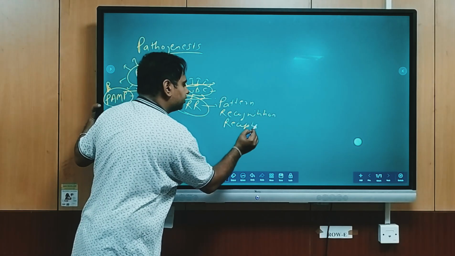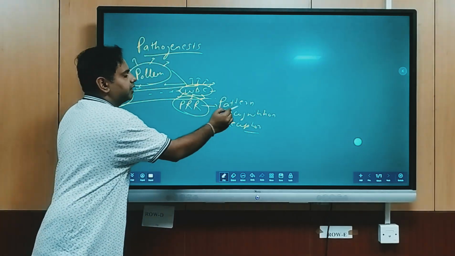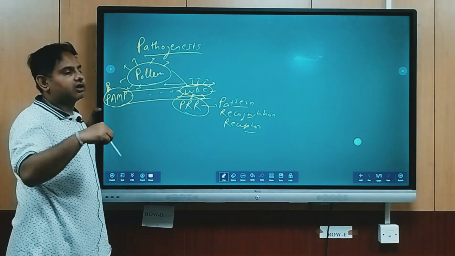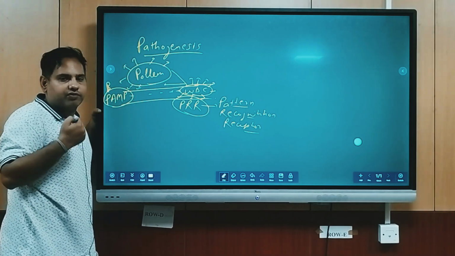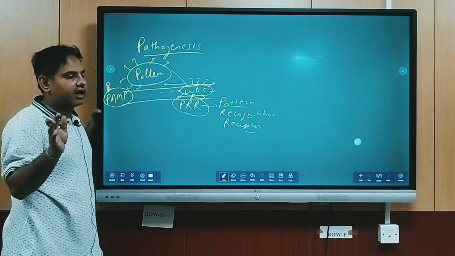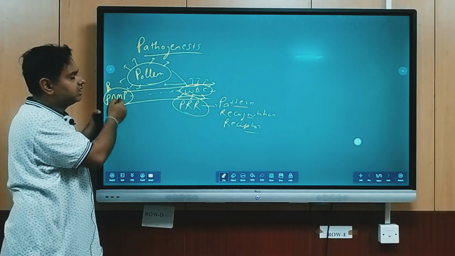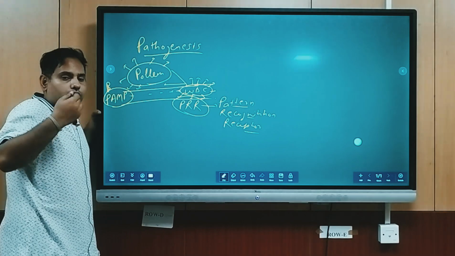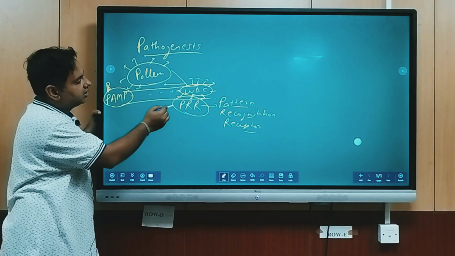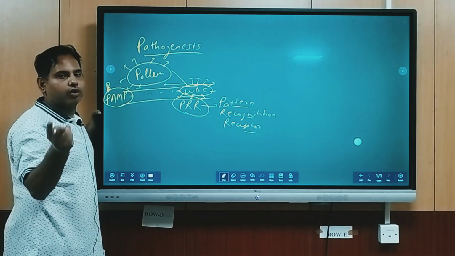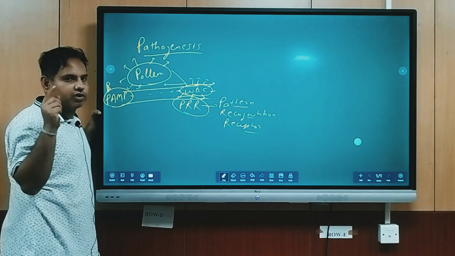Pattern recognition receptors will recognize specific patterns which are not of self molecules or self endogenous molecules. They are going to recognize a particular pattern, and that pattern is PAMP, that is not of your body pattern. So their purpose is to sense whether it is self or non-self. That is the first function of immune cells.